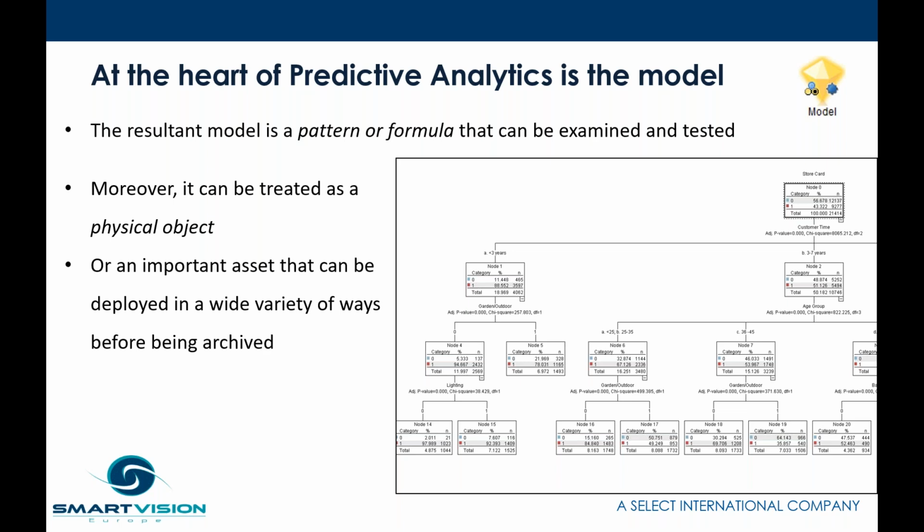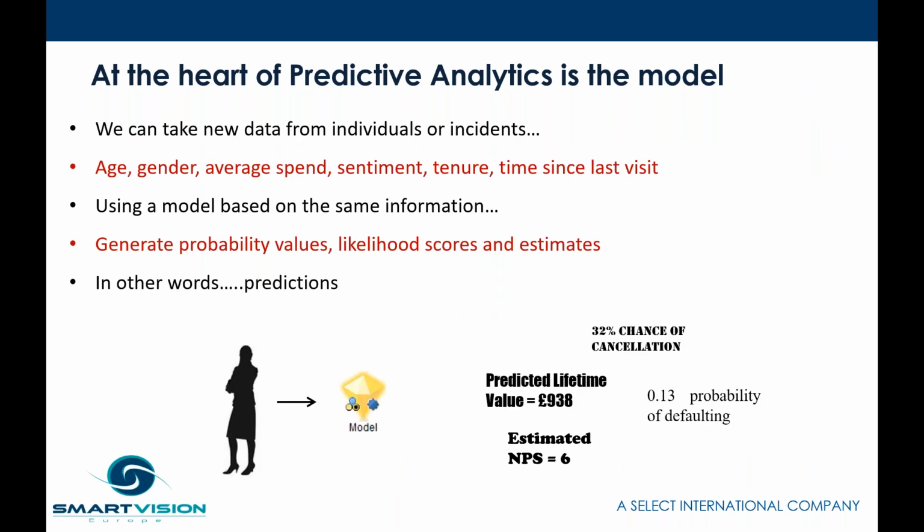And we think of the model, this pattern that's been found, as a physical object. It's probably a good way to think of it, rather than think of it as just some sort of piece of insight. It's actually a physical object that we can pick up and plug into other data. And by doing so, it will generate new results for us. It will generate data that will allow us to make a prediction. So we take new data from individuals or incidents where the outcome is not known yet, but the individuals or incidents include data such as age, gender, average spend, sentiment, tenure, time since last visit. And using a model that's based on the same information, we generate these new values that didn't exist before.